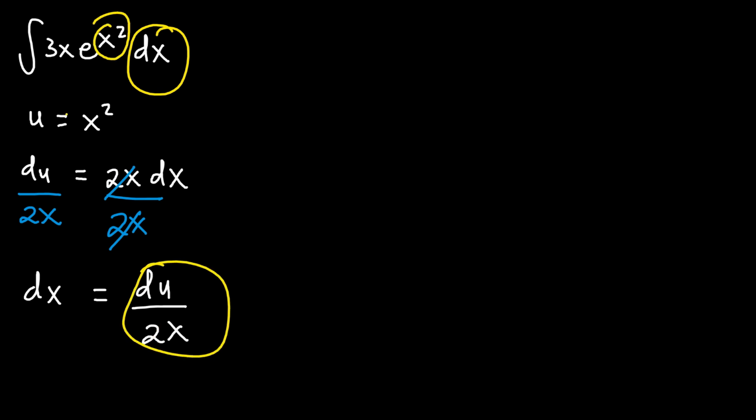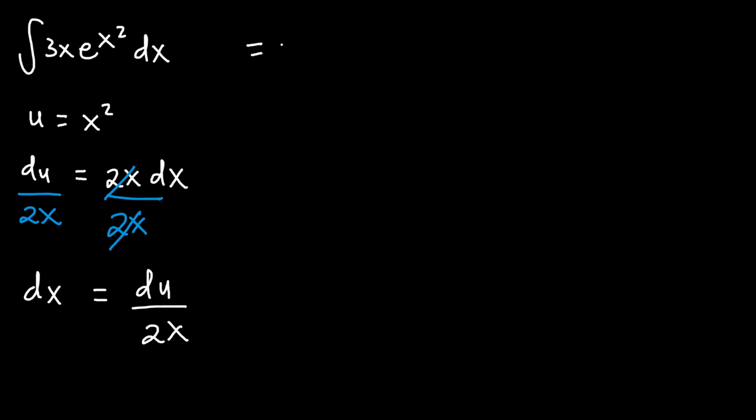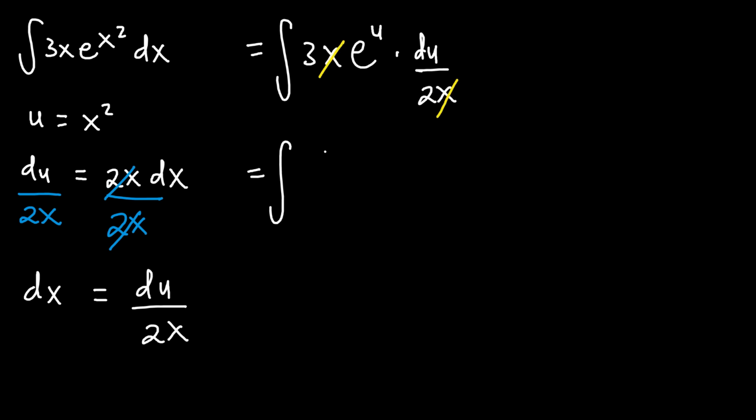And then we shall replace x to the power of 2 with u. So this will be equal to the integral of 3x times e to the power, now x to the power of 2 is u, and then times dx, which is du, divided by 2x. This x will cancel with that. And so we shall have the integral of 3 divided by 2 times e to the power of u du.